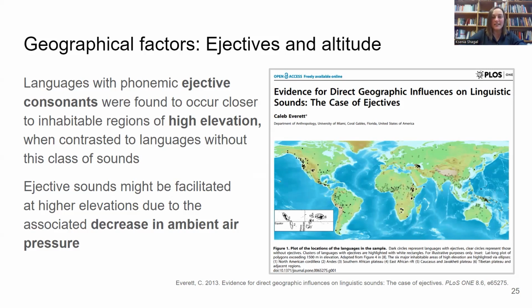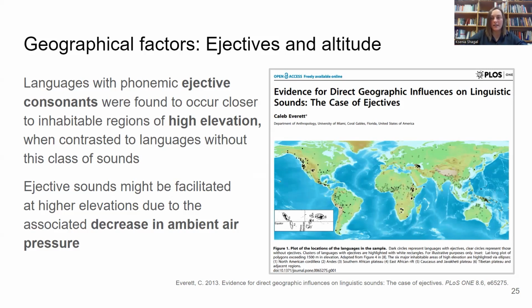Those ejective consonants are not very common in the languages of the world. You can see, hopefully, that there are some areas where they are common. Here in North America, then there are some hotspots in Africa, then another hotspot is in the Caucasus. The proposal by Everett is that those ejective consonants occur closer to inhabitable regions of high elevation. So they occur in the mountains, and there is a visible statistically significant correlation between the elevation and the presence of ejective consonants.